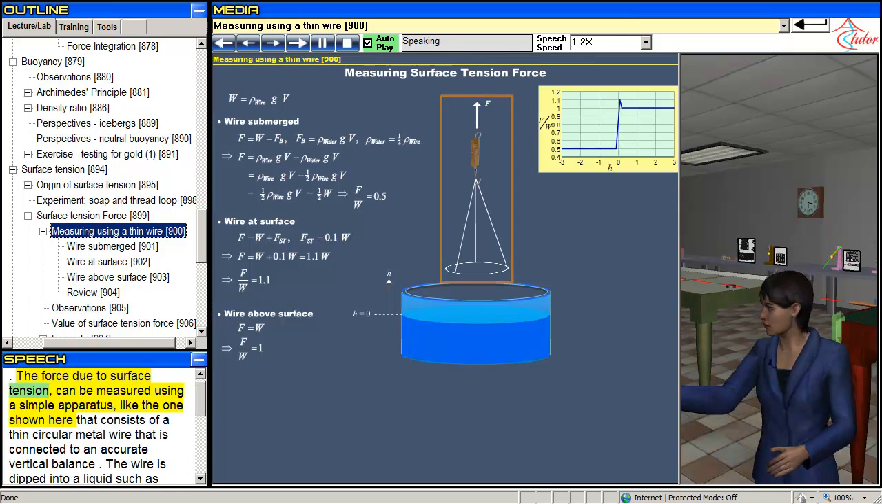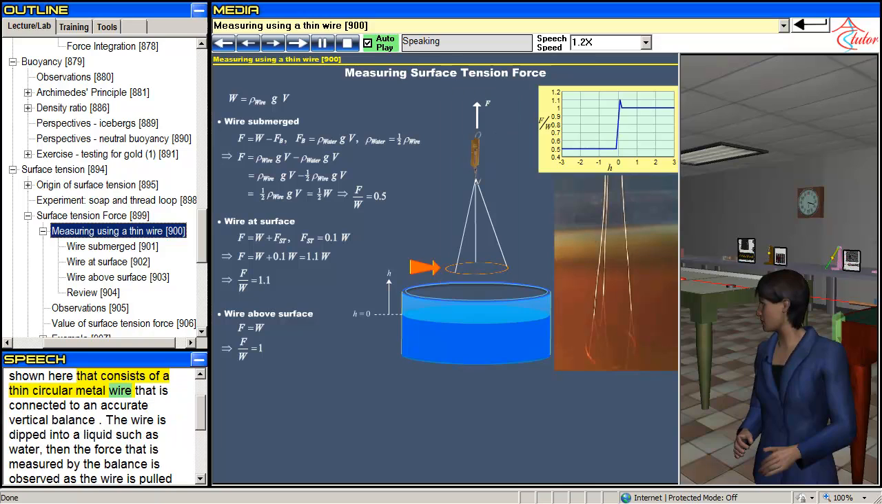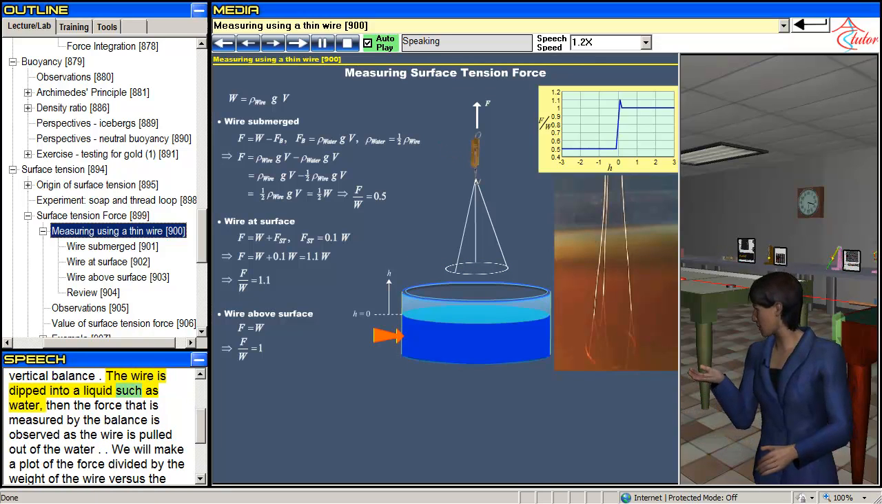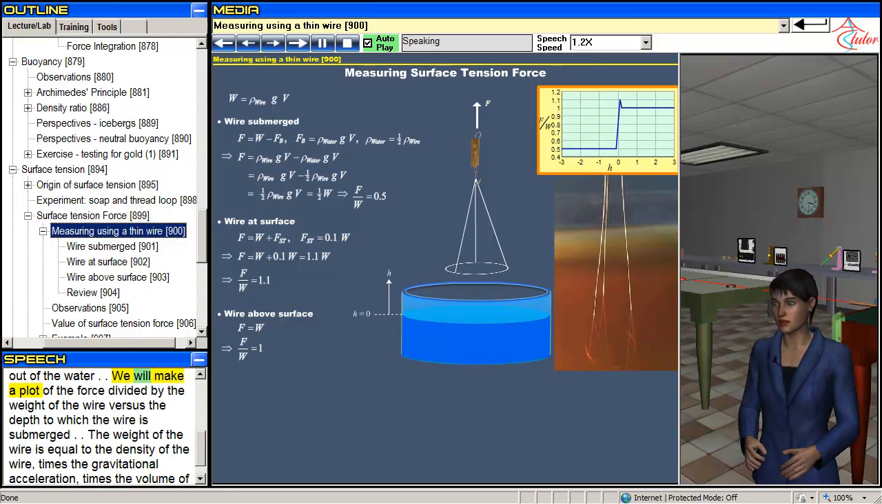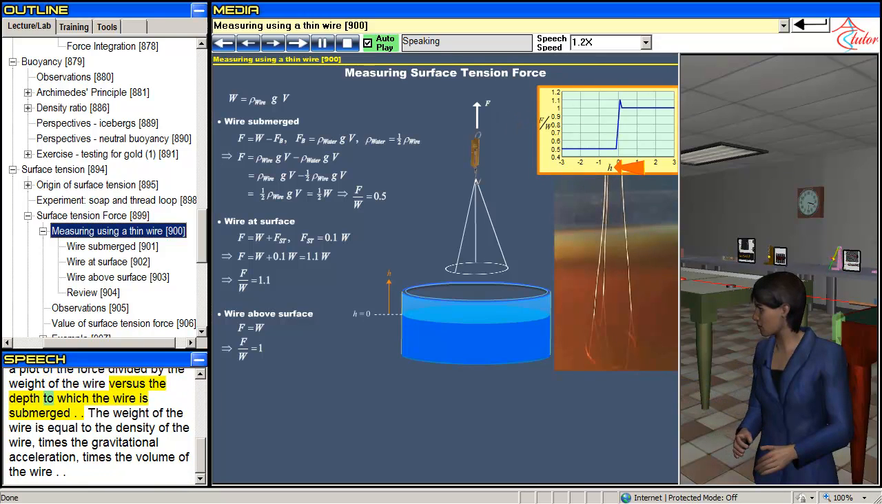The force due to surface tension can be measured using a simple apparatus, like the one shown here. That consists of a thin circular metal wire that is connected to an accurate vertical balance. The wire is dipped into a liquid such as water. Then the force that is measured by the balance is observed as the wire is pulled out of the water. We will make a plot of the force divided by the weight of the wire versus the depth to which the wire is submerged. The weight of the wire is equal to the density of the wire times the gravitational acceleration times the volume of the wire.